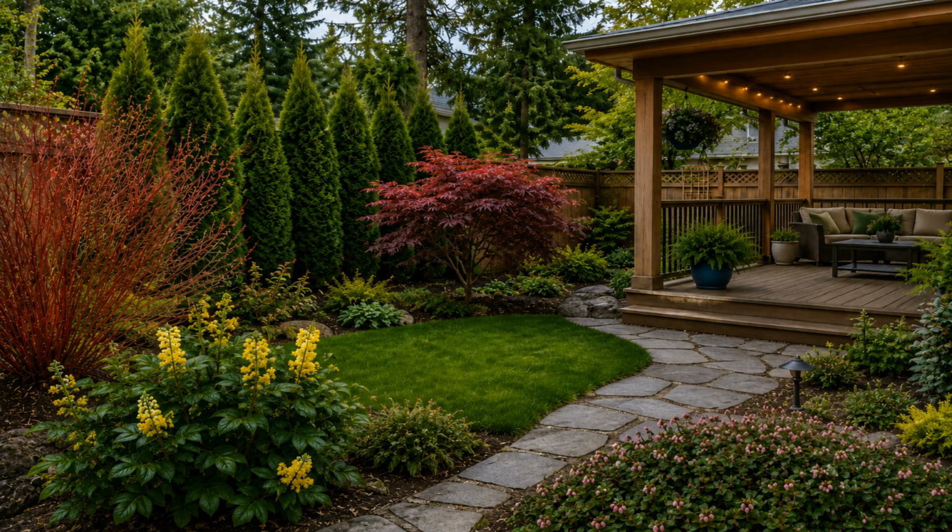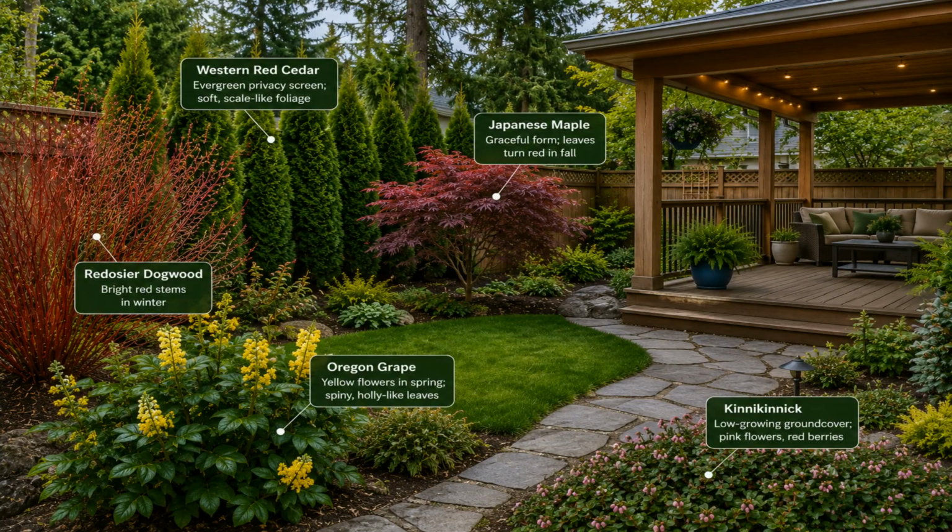Third, which broadleaf evergreen shrub has yellow flowers and blue-purple fruit? Fourth, which low evergreen ground cover is well suited to dry conditions? And fifth, which deciduous shrub is known for wet soil tolerance and bright red winter stems? Here are the plants you should have identified: Japanese maple, Western red cedar, Oregon grape, kinnikinnick, red osier dogwood.